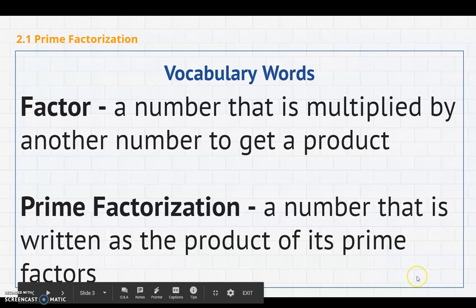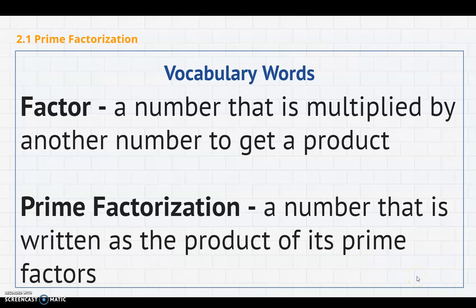So a factor is a term I will be using a lot throughout this module. A factor is just a number that is multiplied by another number to get a product. So for instance, 7 and 4 are factors of 28, because 7 is a number that when multiplied by another number, 4, gets a product, which is 28. Again, a product is the result of multiplication.